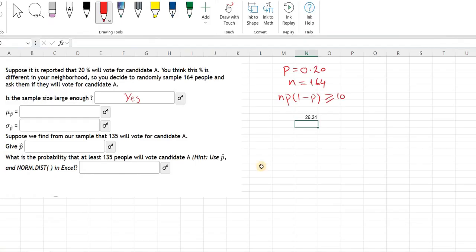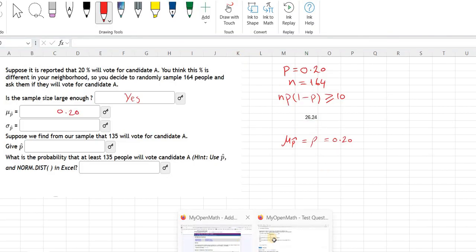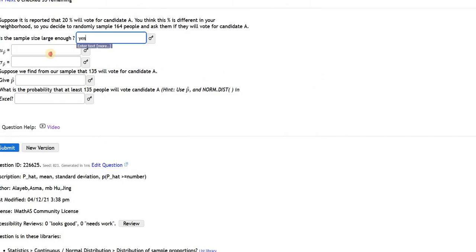Going back to the next part. The next part is asking me to compute the mean of the distribution of sample proportions, which we know is equal to the population proportion. So in our case, it's 0.20. So the answer here should be 0.20. And I will go to my question and plug it in. So 0.20 is the sample mean.